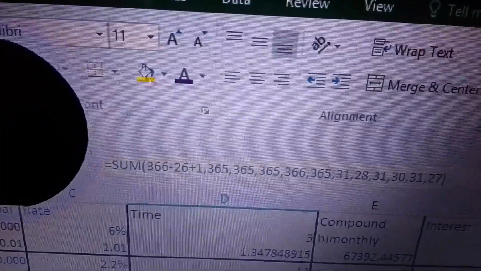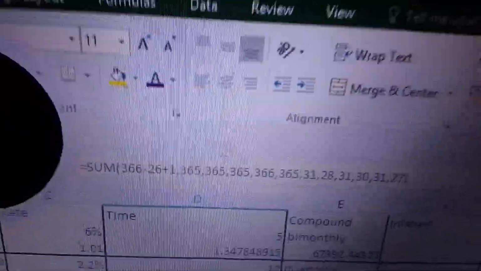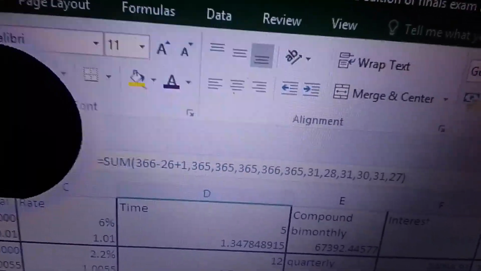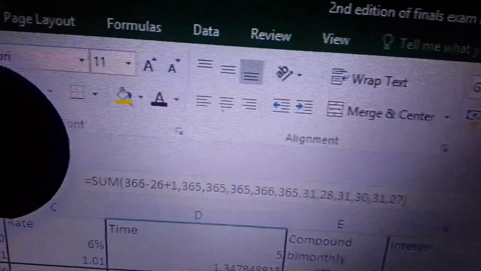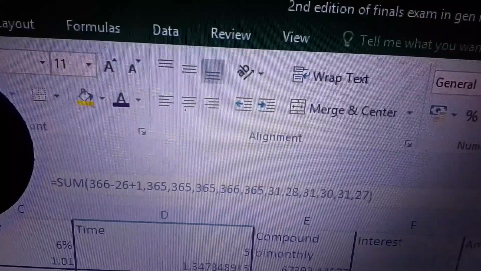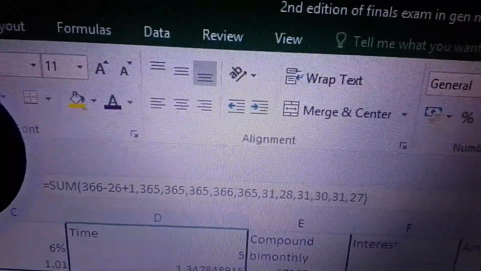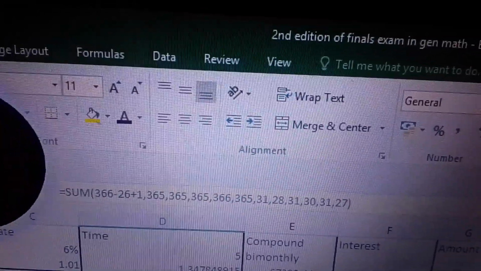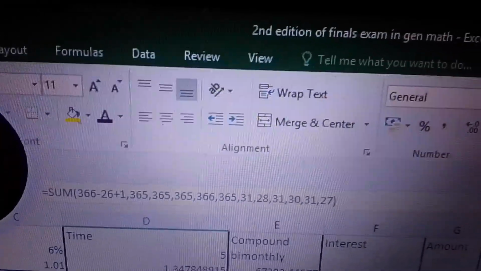There are 366 days in 2016. And then we minus 26 because we're excluding the January. And then we add 1 because that is our time. So therefore, that's the number of days. So that's supposed to be negative 25. So minus 25 days of January. So we're gonna start off at 366 minus 25.